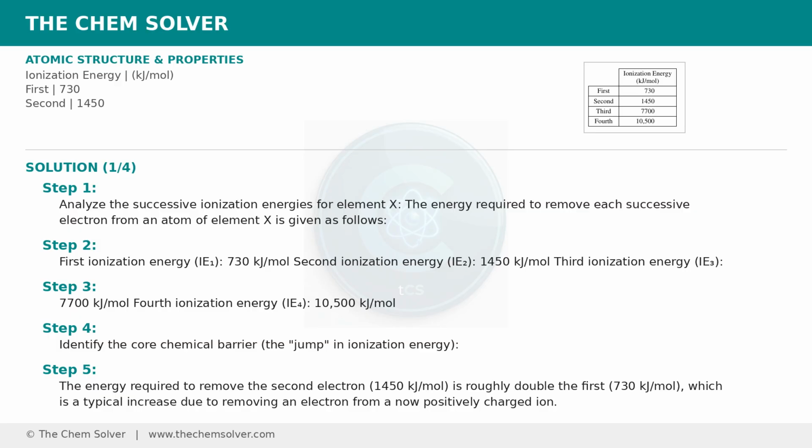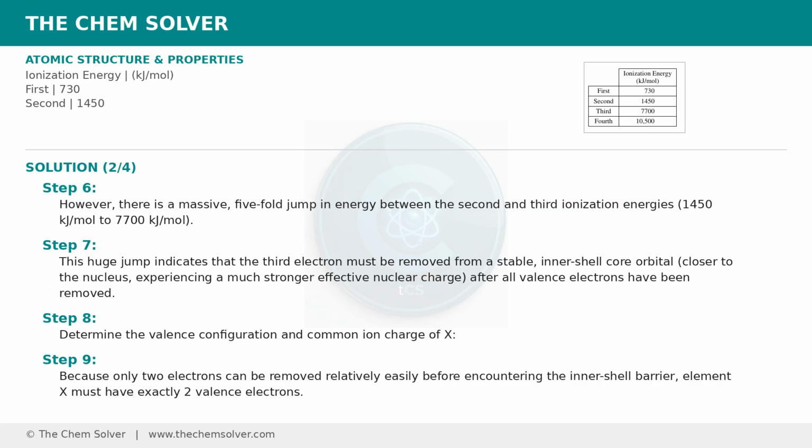The energy required to remove the second electron, 1450 kilojoules per mole, is roughly double the first, 730 kilojoules per mole, which is a typical increase due to removing an electron from a now positively charged ion. However, there is a massive five-fold jump in energy between the second and third ionization energies, 1450 kilojoules per mole to 7,700 kilojoules per mole. This huge jump indicates that the third electron must be removed from a stable, inner shell core orbital, closer to the nucleus, experiencing a much stronger effective nuclear charge after all valence electrons have been removed.